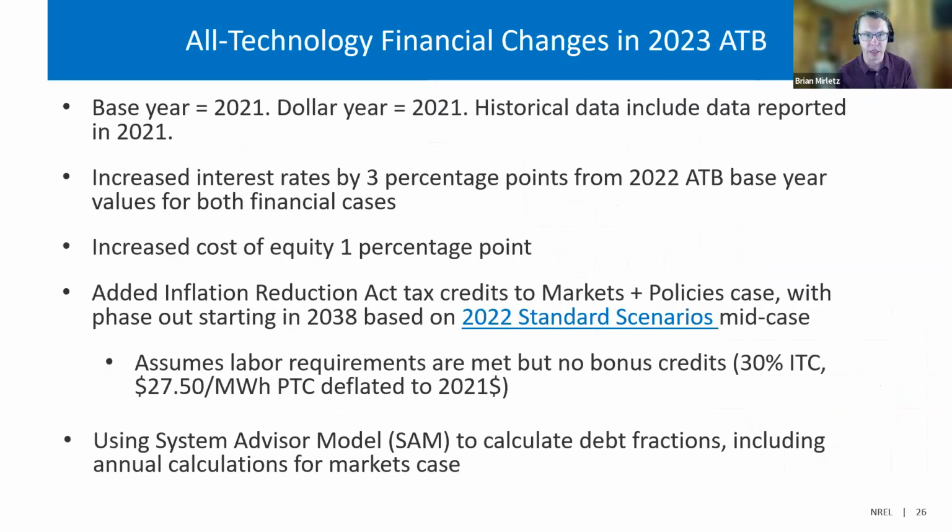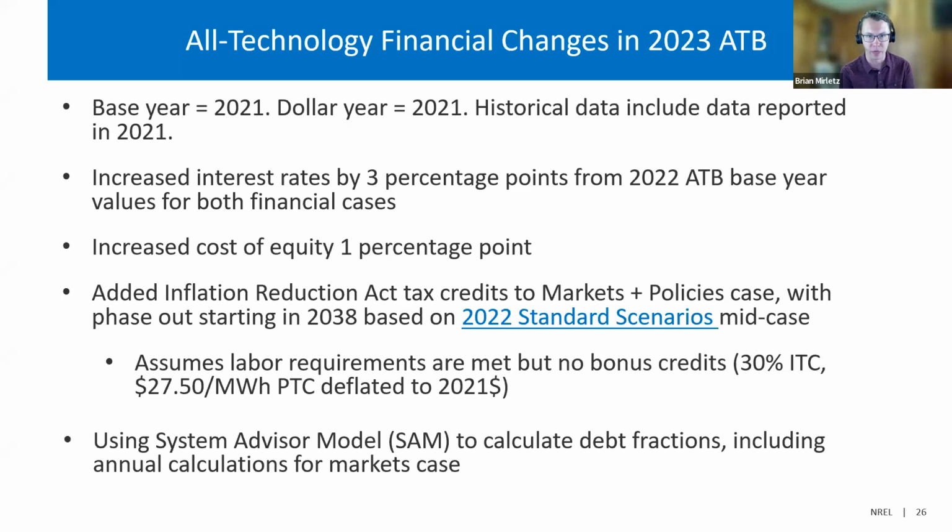So this slide summarizes the changes. The 2022 ATB had a base year of 2020. This year we've updated both the base year, which is set by market reports, and the dollar year to 2021. I would note that 2022 had a significant amount of inflation. So if the prices look a little low relative to what you're seeing in the current market, do inflate those to current dollars. But throughout the ATB, historical data and just about every other metric that has units of dollars, unless otherwise indicated, is in 2021 dollars.